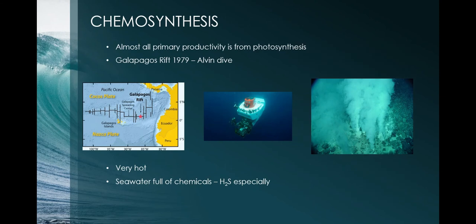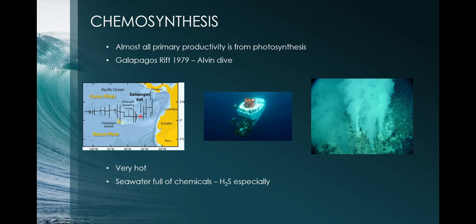Our final topic today is about chemosynthesis. And most of the primary productivity on our planet is photosynthesis, but that's not true completely. In the late 1970s, Woods Hole Oceanographic Institution, they created this little guy here. He's called Alvin, and he is a deep diving submersible. He can take a couple people down to the deepest parts of our ocean.